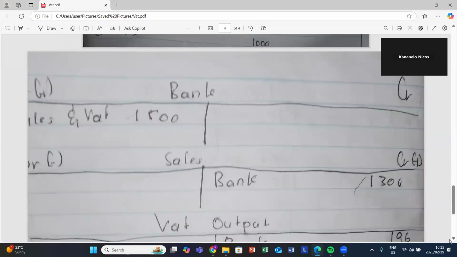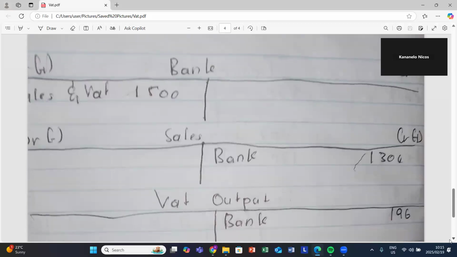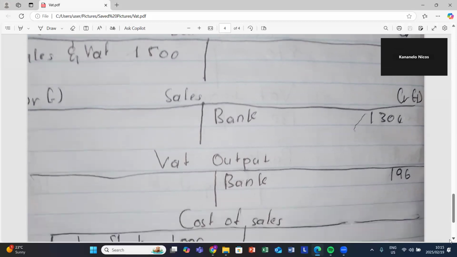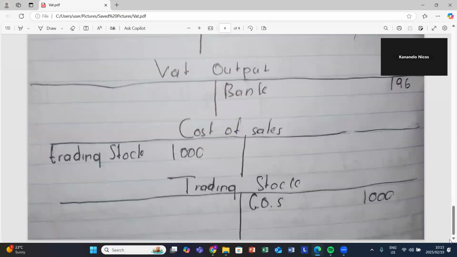So the first thing that we know for sure is that we will debit our bank. We debit our bank with what? With the amount that we received. We received how much? 1,500. So we'll debit bank and write sales and VAT to indicate which that amount was relating to sales. And then on your sales, you debit your bank to indicate the method in which you sold. You sold on cash, so you're supposed to write bank. Then on your VAT output account, you also write your bank to indicate that you paid your VAT amount by cash. And then with regards to the other ones, debit your trading stock and also credit your trading stock also. And that's how those accounts are supposed to be done.